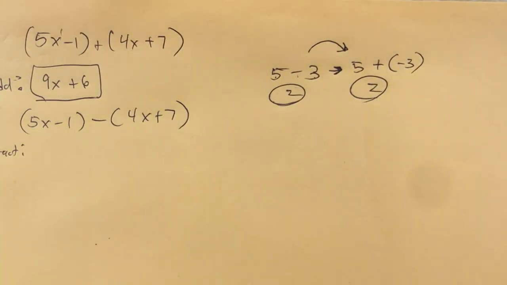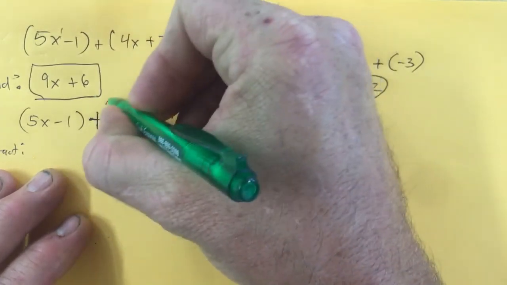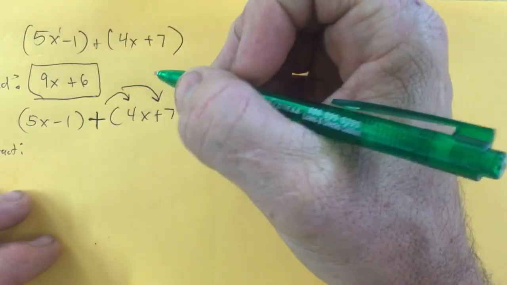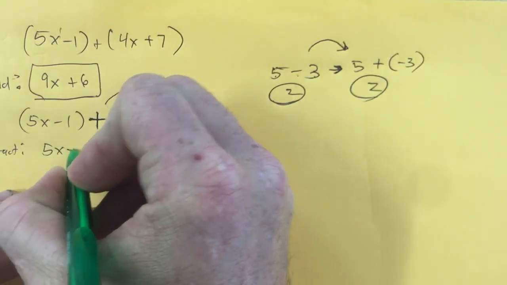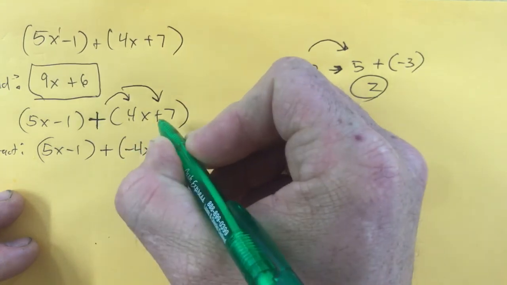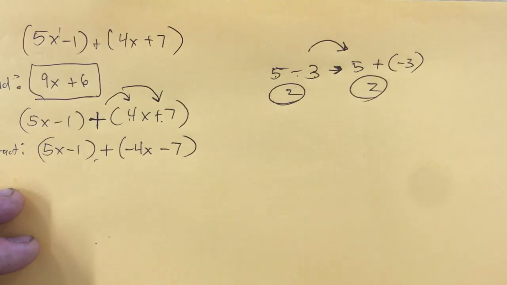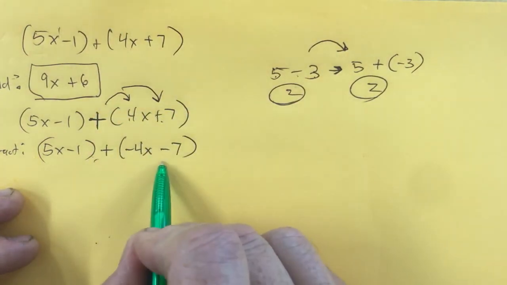That's really what we want to do when we have expressions. We don't ever want to subtract them; we want to add them. Subtracting causes us problems. So I change this to add, and then I change these to opposites. I'm going to have 5x minus 1 plus, and then my 4x becomes a -4x, and my positive 7 becomes a -7, and now I just add them. I distribute the minus through here, and then I add them.